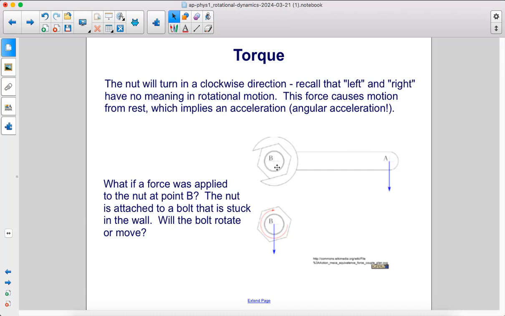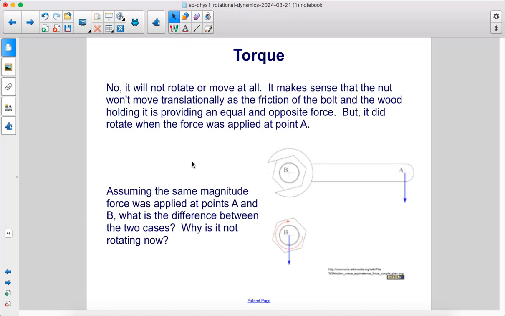What if a force was applied to the nut at point B? The nut is attached to a bolt that is stuck in the wall. Will the bolt rotate or move? No, it won't rotate or move at all. It makes sense that the nut won't move translationally, as the friction of the bolt and the wood holding it is providing an equal and opposite force. But it did rotate when a force was applied at point A.